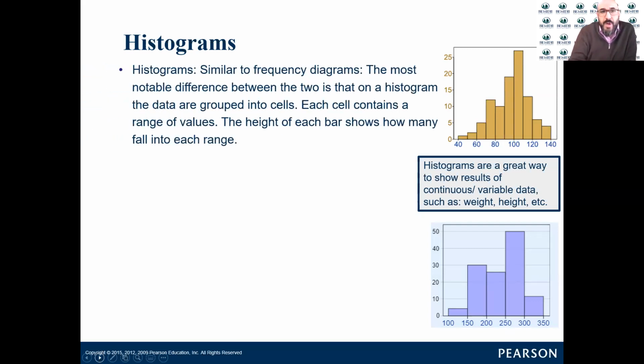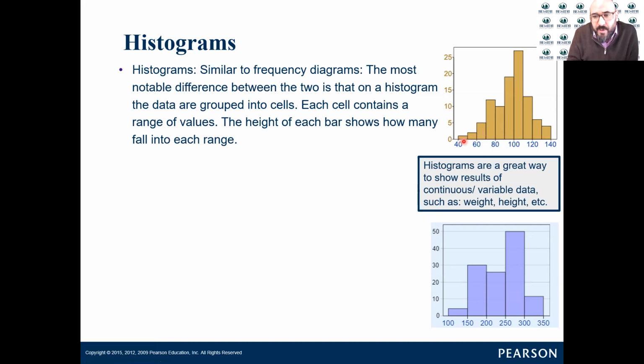So the histogram is similar to a frequency diagram, and the most notable difference between the two is that in a histogram, the data are grouped into cells. If you look at the histogram on the right side here, you will see that these values are divided into groups.